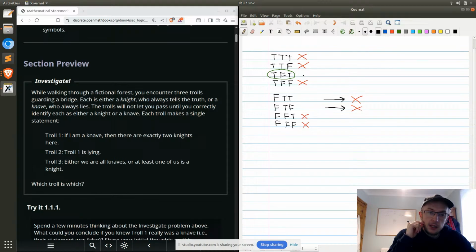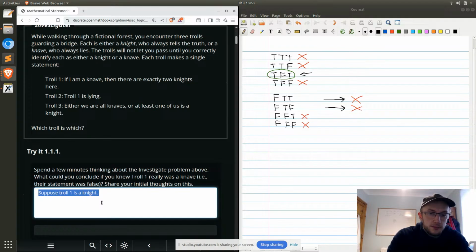Okay. Now, if troll 1 is telling the truth, and he's saying, if I am a liar, then there are exactly 2 knights here. But it just so happens to be the case that he's not a liar. It doesn't rule out the possibility that there could also be 2 truth tellers. Just because he happens to not be a liar, it doesn't rule out that possibility. And troll 3 is making the always true statement that either they're all liars or at least one of them is a truth teller. So I think this is the best bet.